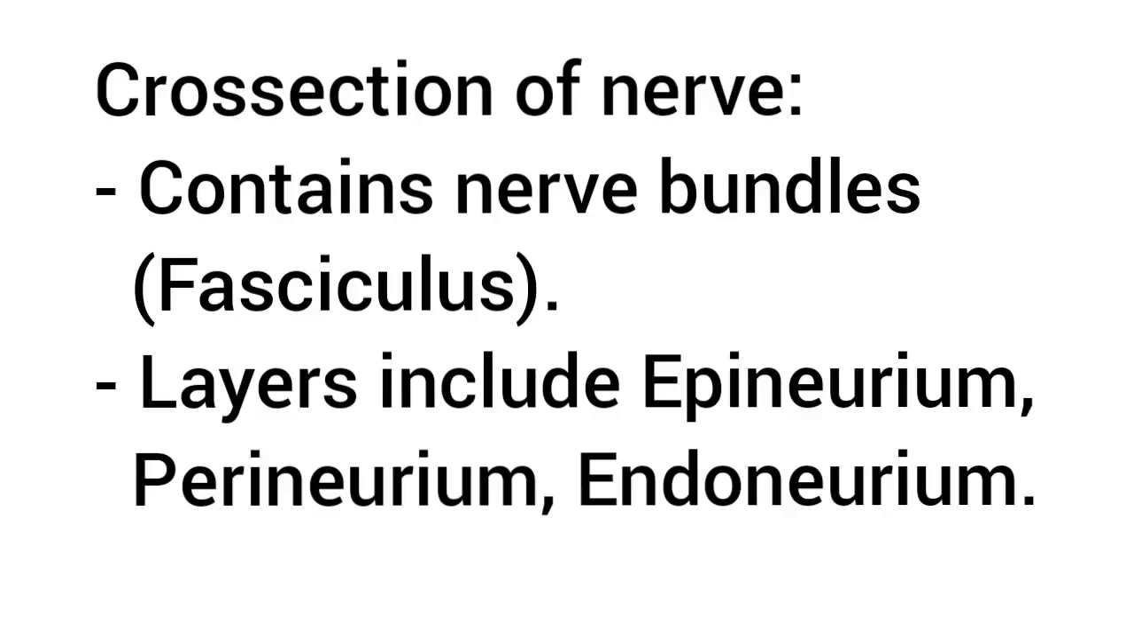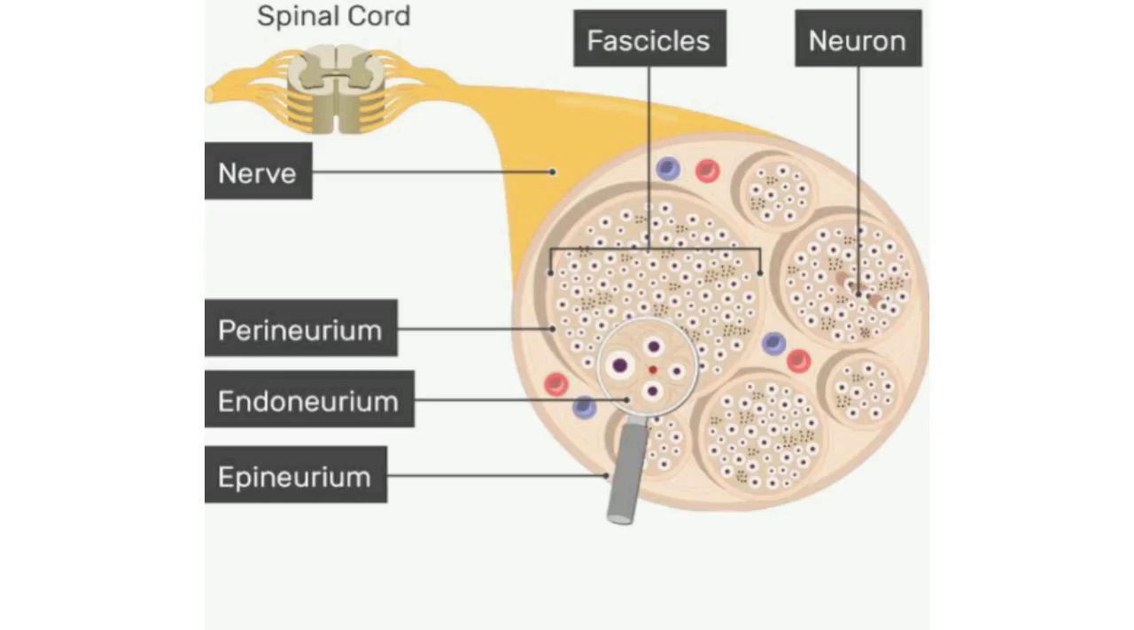Cross section of a nerve. It contains nerve bundles called fasciculus. Inside the bundles, nerve fibers are present. There are three layers of covering: epineurium, perineurium and endoneurium.